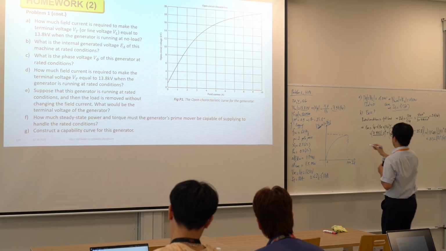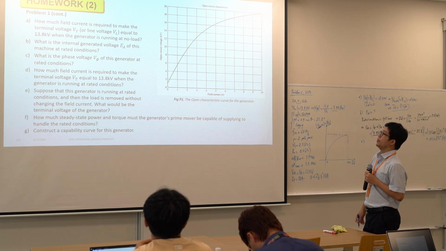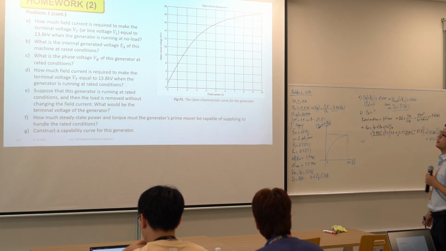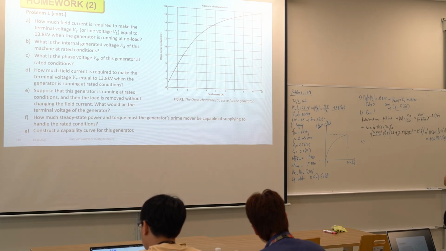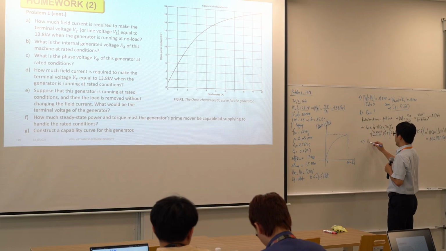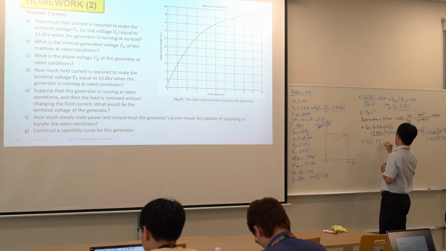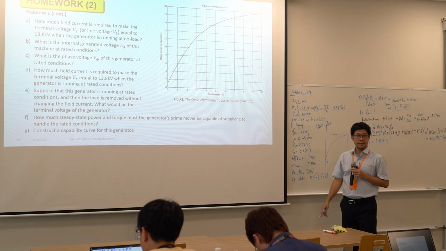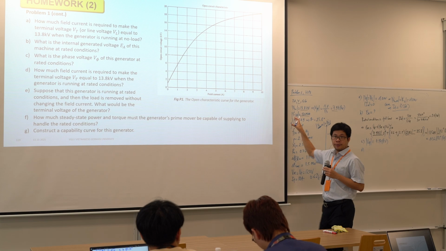So that's question C. What's the phase voltage V phase if this generator is at rated conditions? Very easy to know. We already calculated before, right? V phase is how many? 7.97 kV. Just 5 seconds, you get the answer, because you calculated before, based on the information of the question.